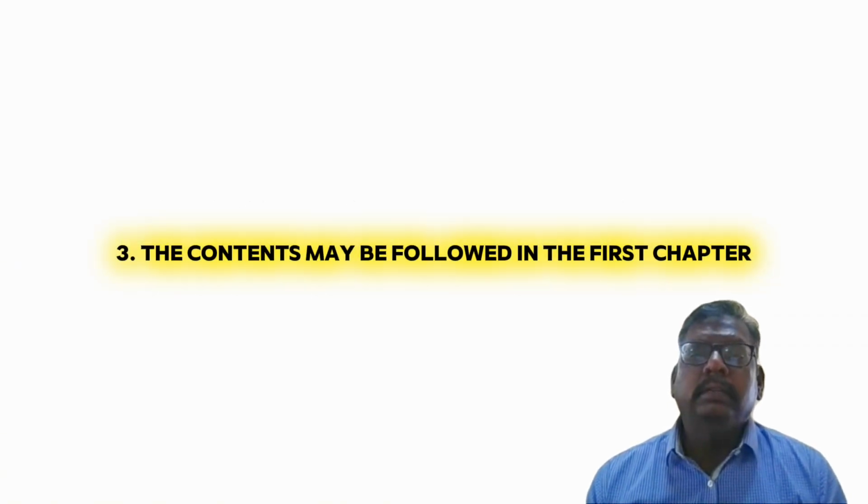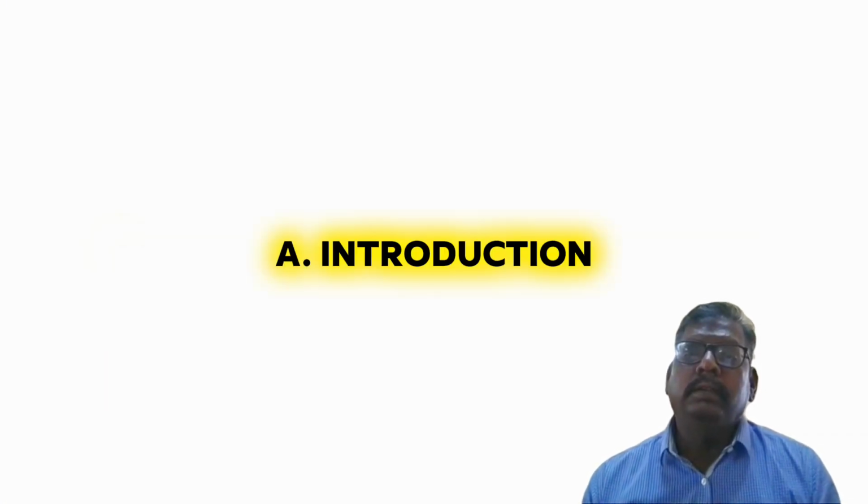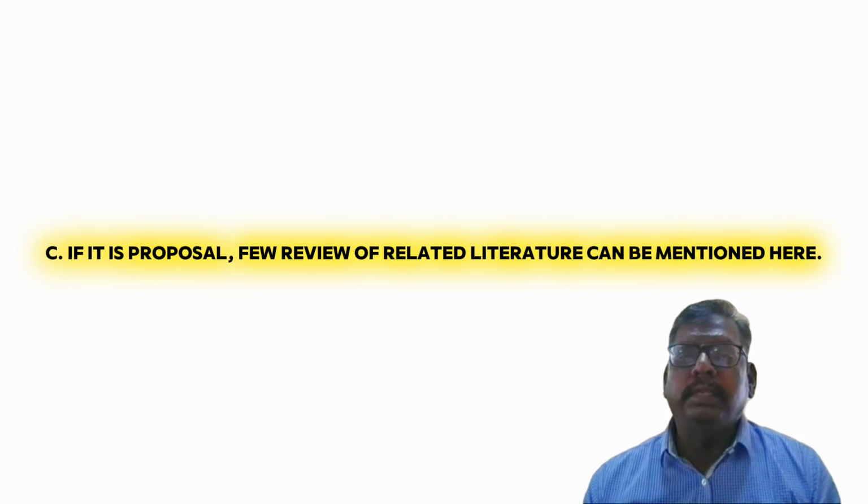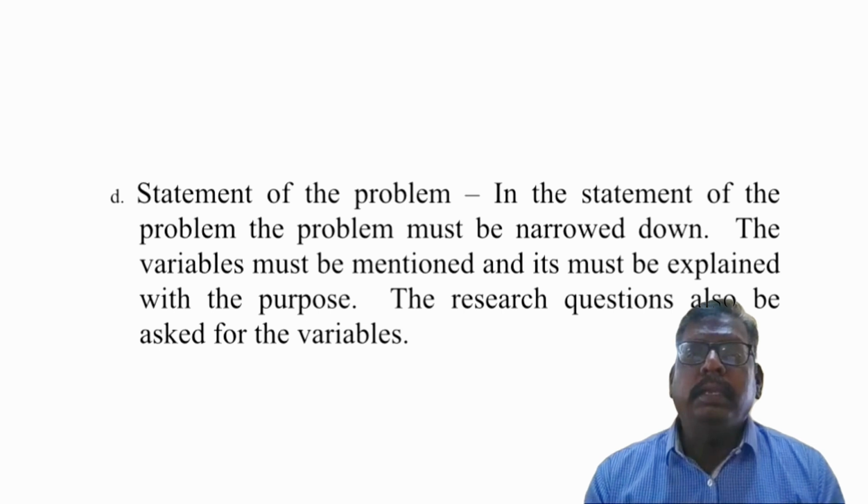The first chapter should also mention some important background of the study, then the significance of the study, then, if it's a proposal, a few reviews of literature, then the statement of the problem. The statement of the problem must be narrowed down. The variables must be mentioned there. What are the dependent variables? What are the independent variables? And these variables should be properly explained.